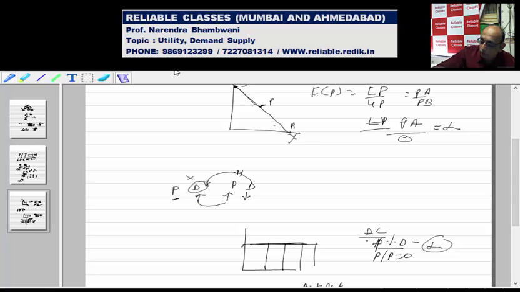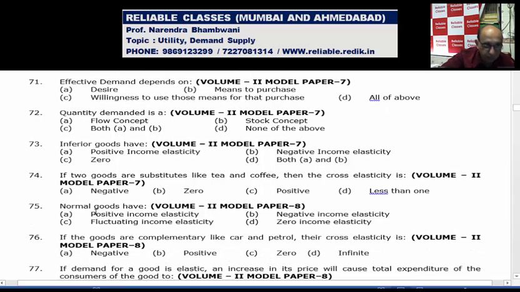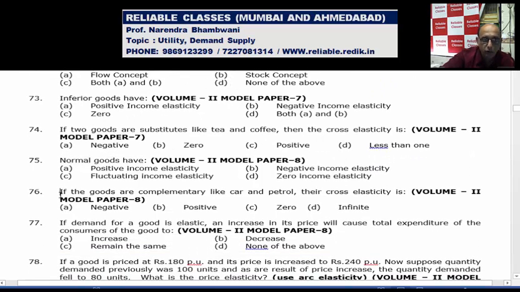Okay, so what will happen? So these two are having positive relationship or not? Okay, so here the answer is positive. Normal goods have positive income elasticity. If goods are complementary like car and petrol, the cross elasticity will be negative.